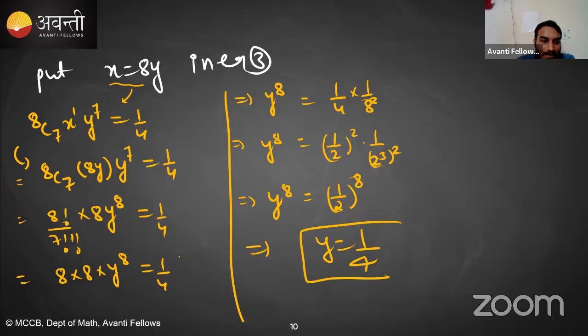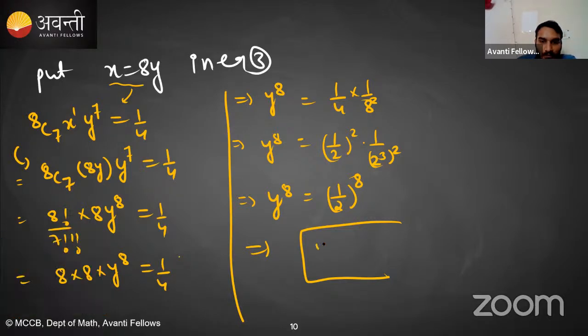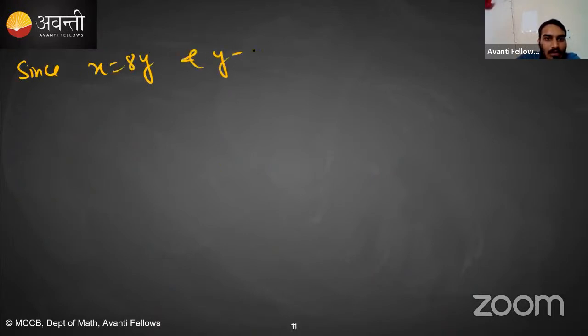So from here we will get y is equal to 1 by 2. Is that clear? So now we've also got y. Now, since x is equal to 8y and y is equal to 1 by 2, it implies x is equal to 4. So this is our answer.